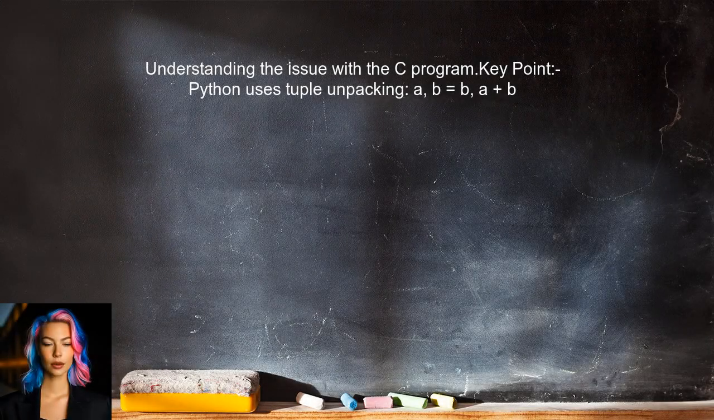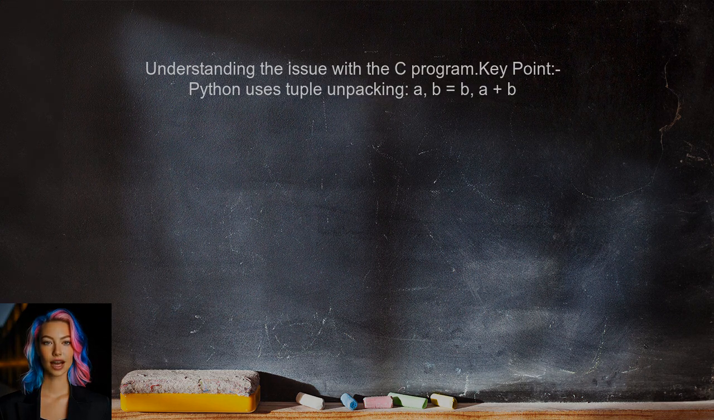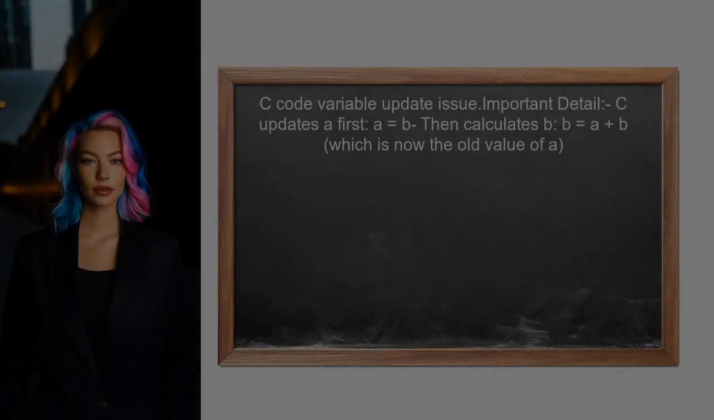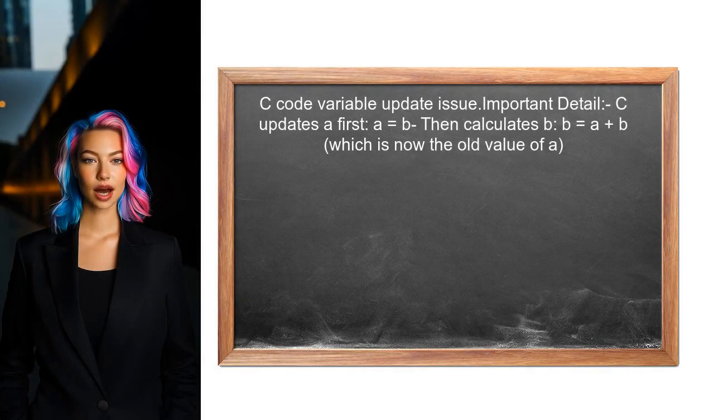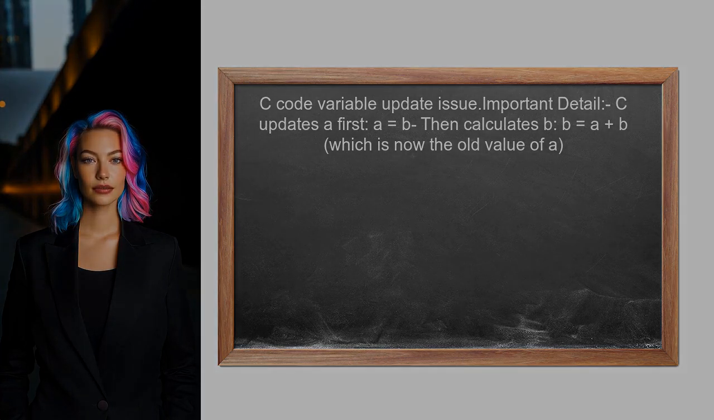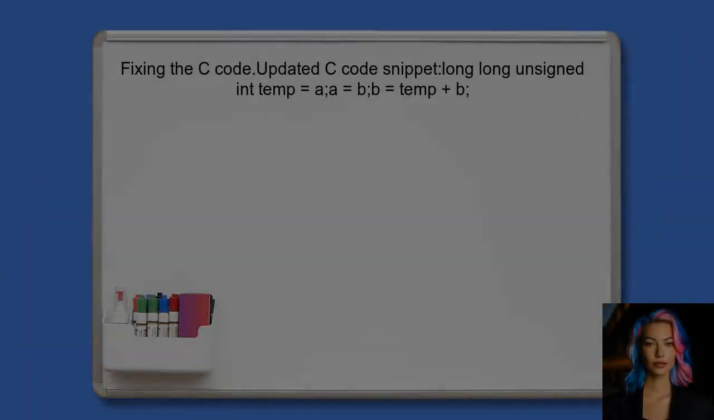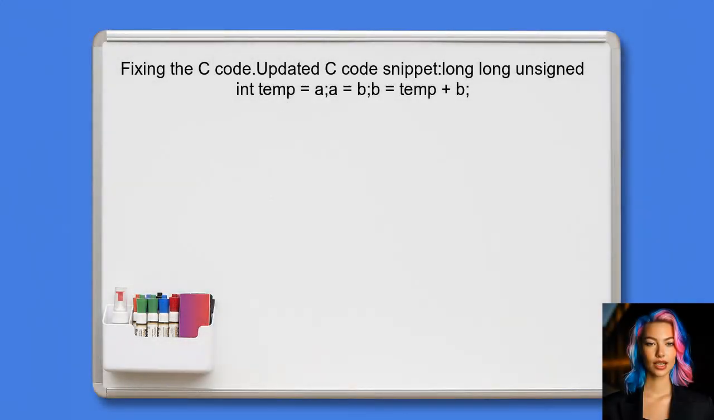To understand why the C program generates powers of 2, we need to look closely at how the variables are being updated in the loop. In Python, the user uses tuple unpacking to swap the values of A and B. In the C code, however, the user is using a single line to update both variables. This means that the value of A is updated before the new value of B is calculated, leading to incorrect results. To fix this, the user should use a temporary variable to hold the value of A before updating it.